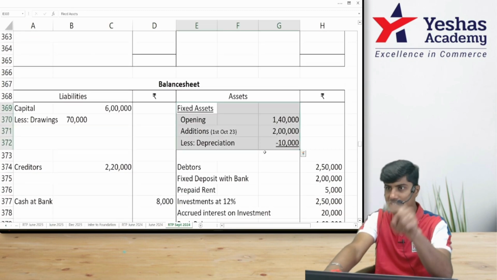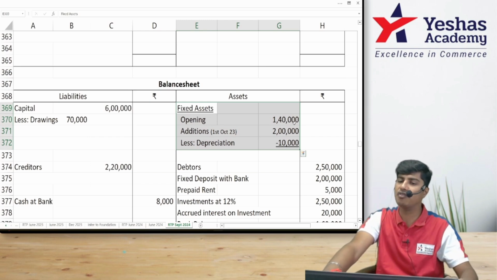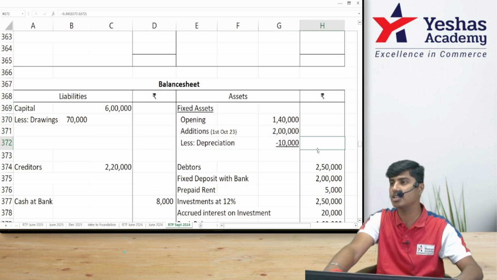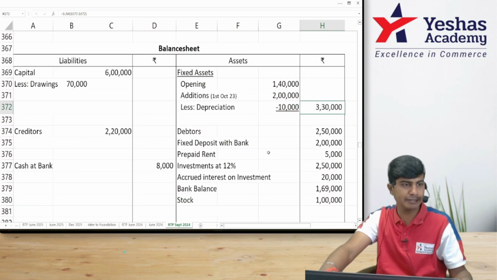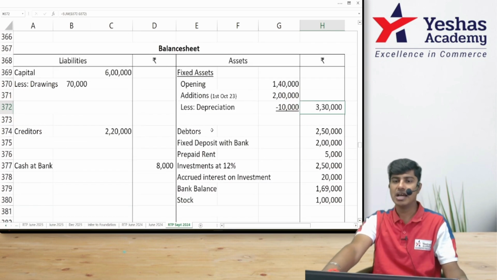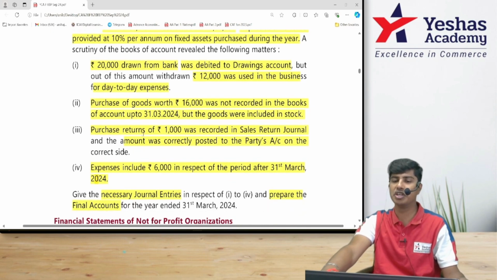Because it is appearing in the trial balance, it is already deducted. Got it? So tell me, 140 plus 2 lakh 340 minus 10 is how much? 3 lakh 30,000. Did everyone understand 3 lakh 30? Very nice. After we write this 3 lakh 30, we're done with this first table. 1, 2, 3, 4 is already adjusted.